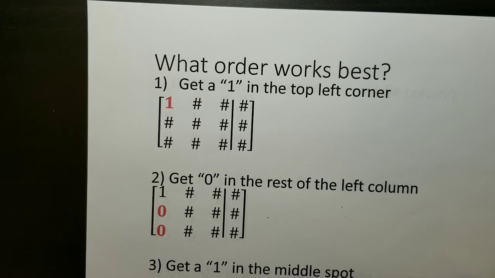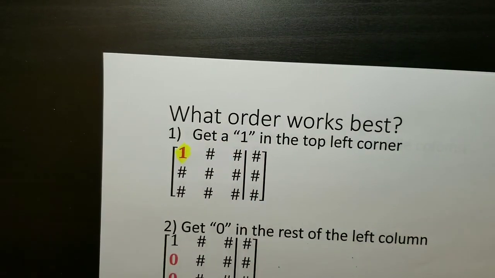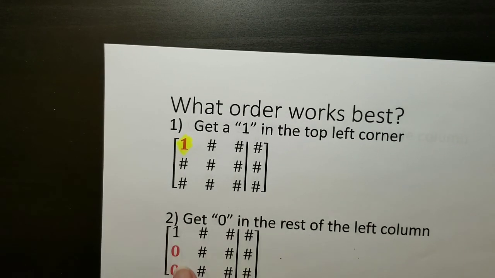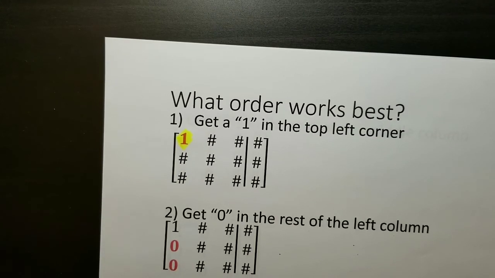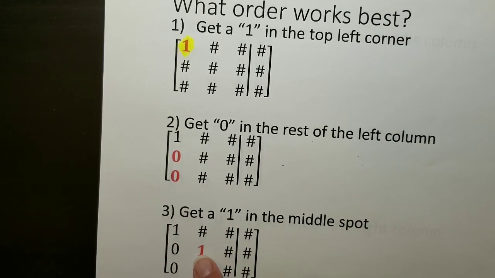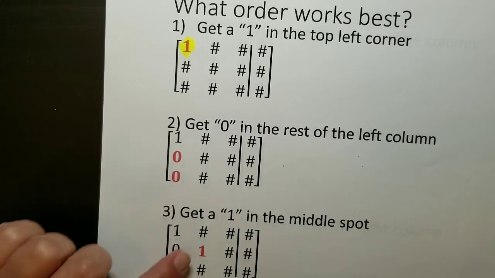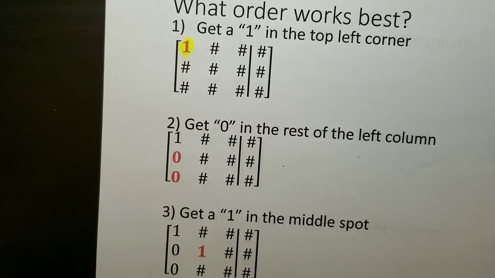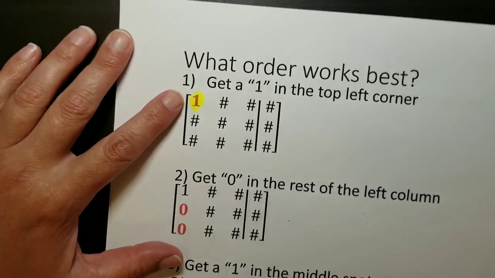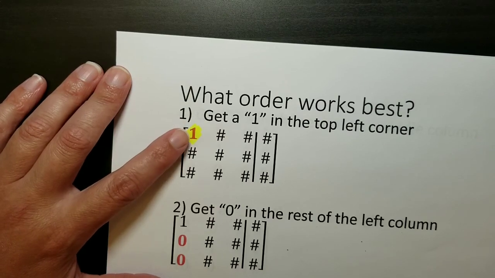So here we've got the first step. You're going to want to get a 1 in that top left corner. That's the first thing you need to do. If you don't get a 1 there first, it's going to be harder to get the next things. And if you do this out of order, if you say, hey, I see step 3, I can get a 1 in that middle spot, you might get that 1, but when you go back to try and get the 1s or 0s before, it may mess up the 1 that you found there. So this order is really important.